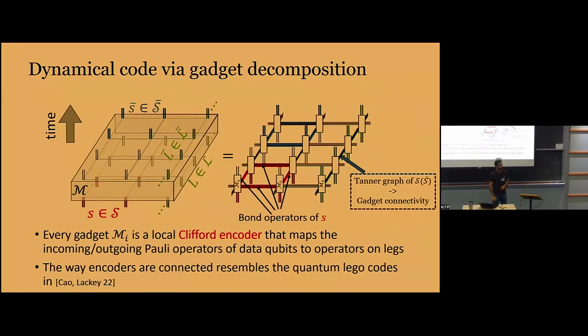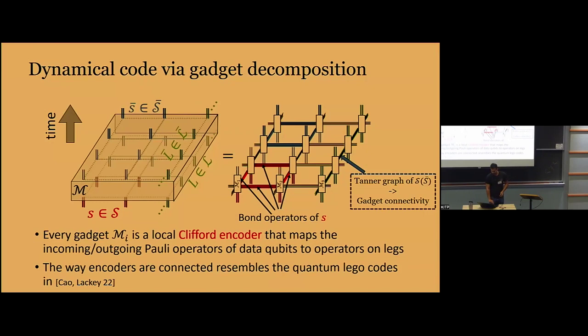So on the left, I have this box, which I call a gadget M, with the time flowing upward. And at the bottom, we support a stabilizer group on these incoming legs. And the action of the gadget M maps it to a stabilizer group on these outgoing legs. And for the purpose of syndrome extraction, I will say that this outgoing stabilizer group is the same as the incoming stabilizer group.